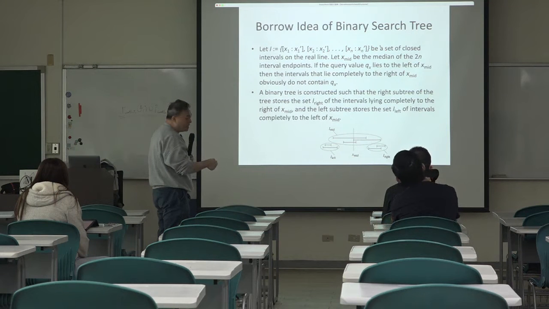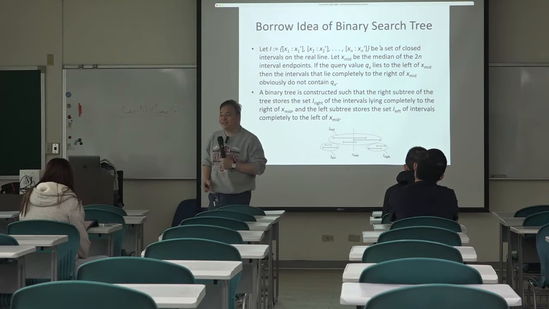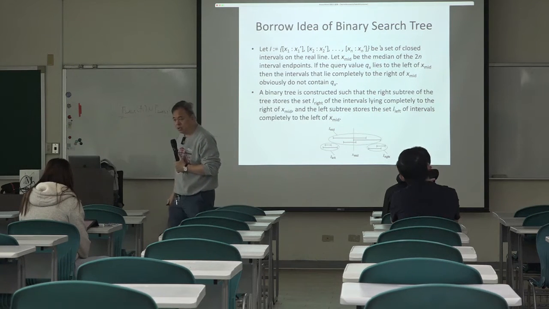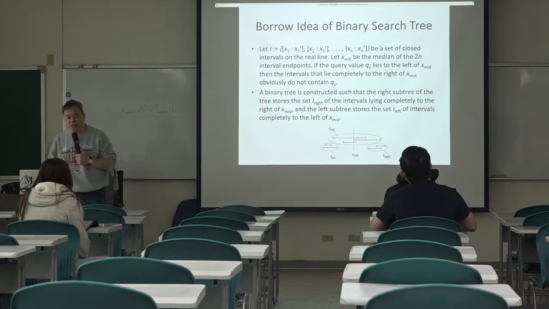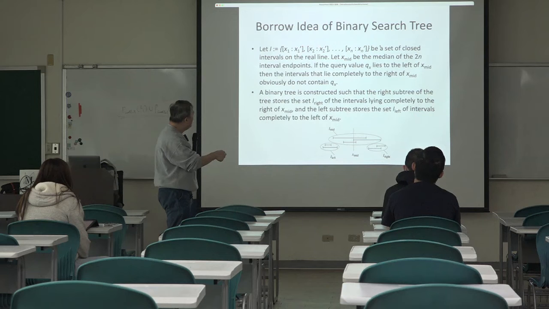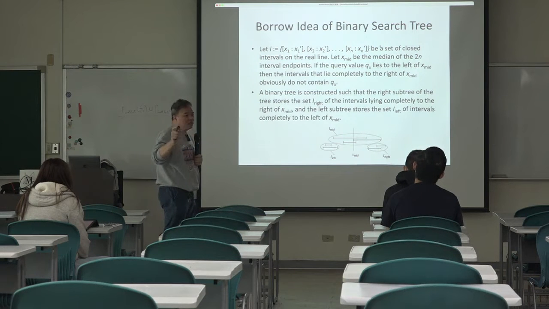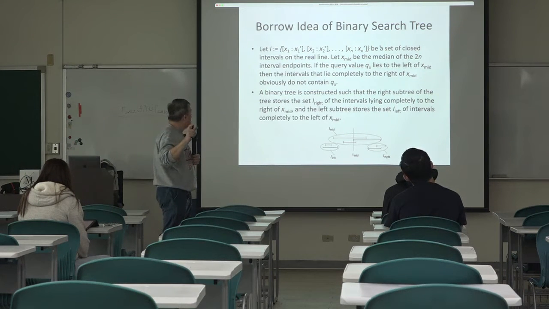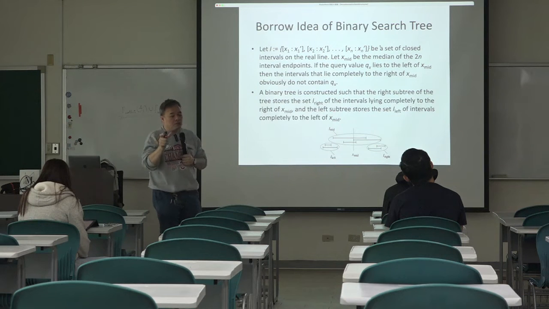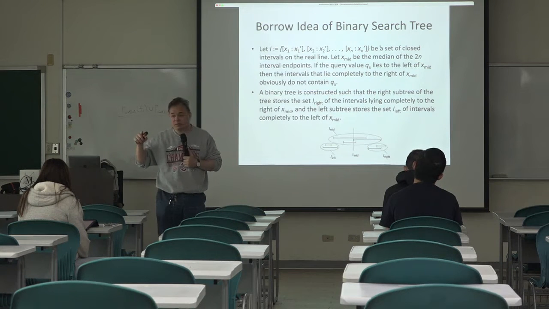Now is the interesting part. We are trying to use the idea of binary search here. We have 2n endpoints, because we have n segments, n closed intervals, and for each closed interval we have two endpoints. So we have 2n endpoints.